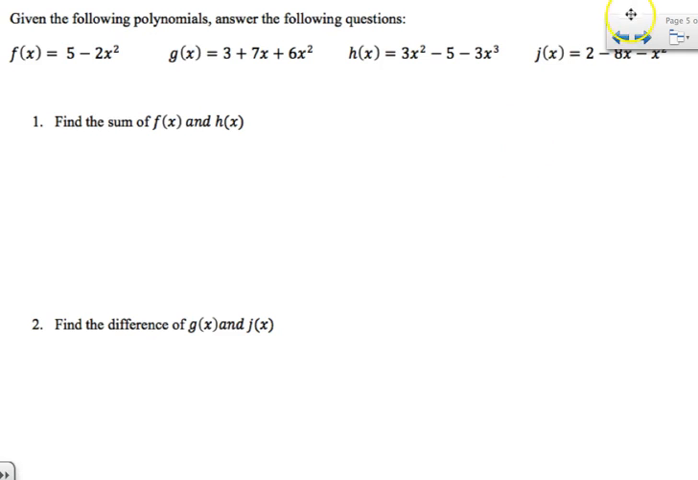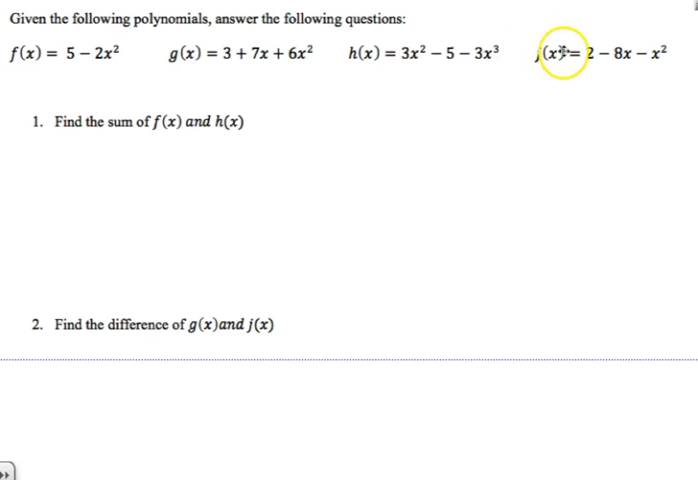So now we're going to jump to a little bit trickier, only because you have to create the problem yourself. So it says, given the following polynomials, answer the following questions. So I have all of these functions up here. I have f of x, g of x, h of x, and j of x.